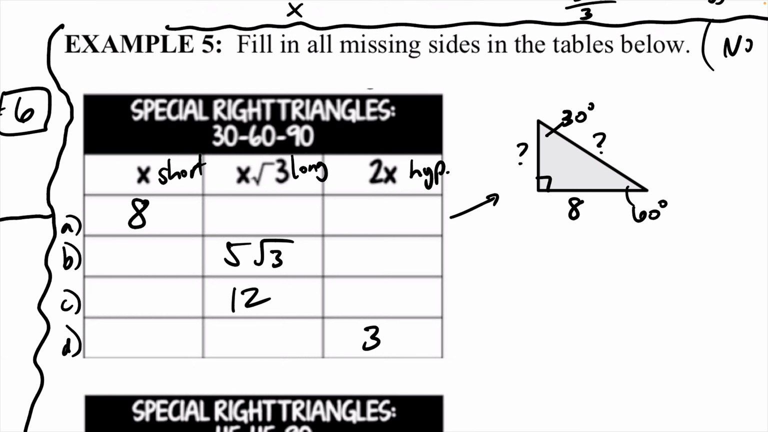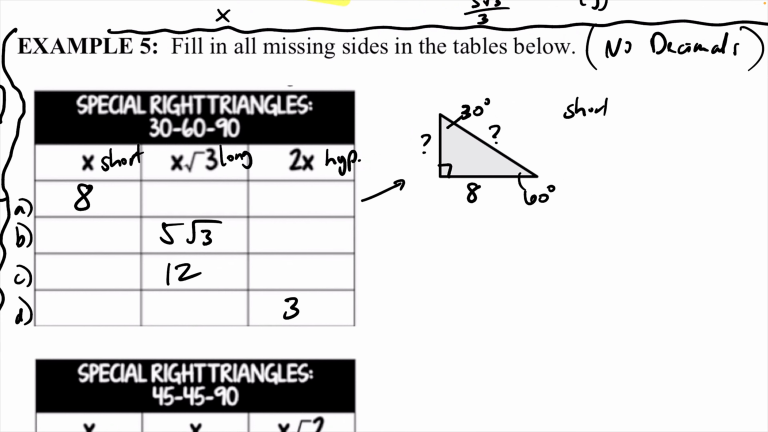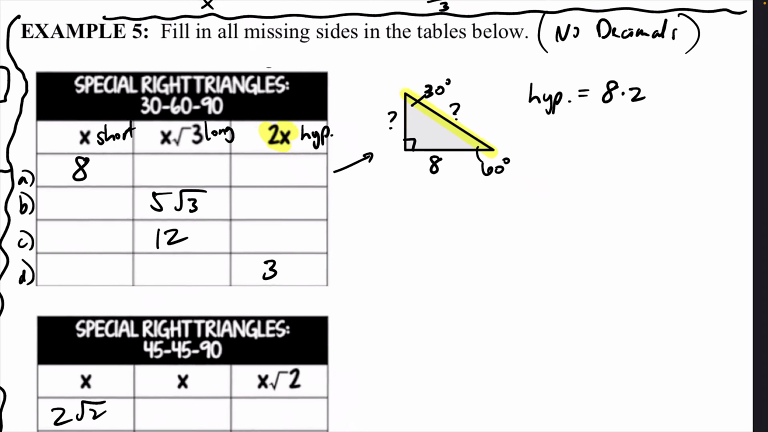So if I have the short leg, how do I find the hypotenuse? What did it say to do to find the hypotenuse? What did it say in the front to do? Multiply the short leg by 2. Perfect. Hypotenuse is what we're trying to find. Hypotenuse is right here. So we're going to take the short leg, which was 8, times 2. That's 16.